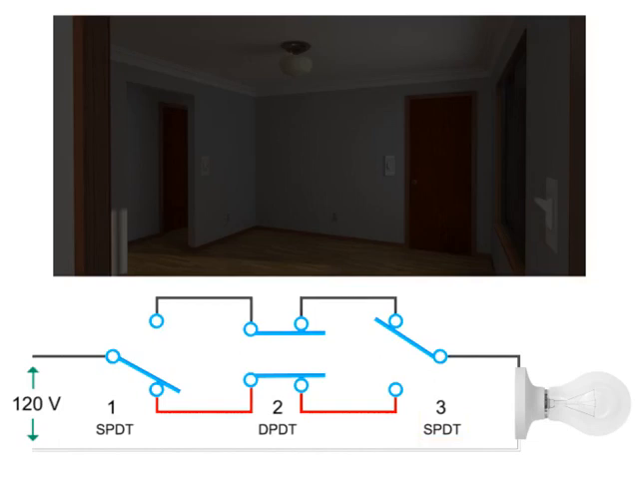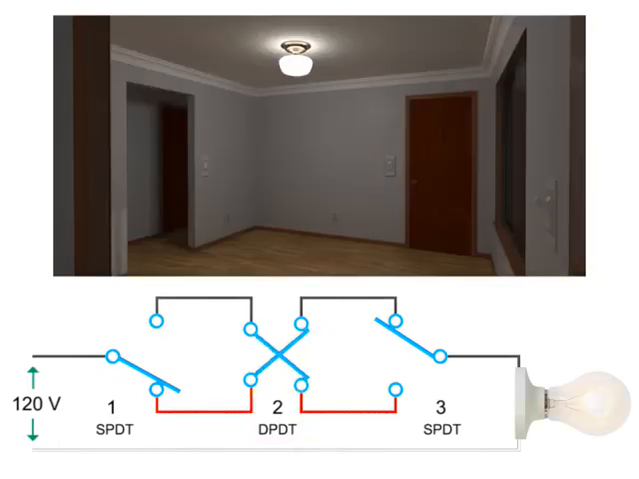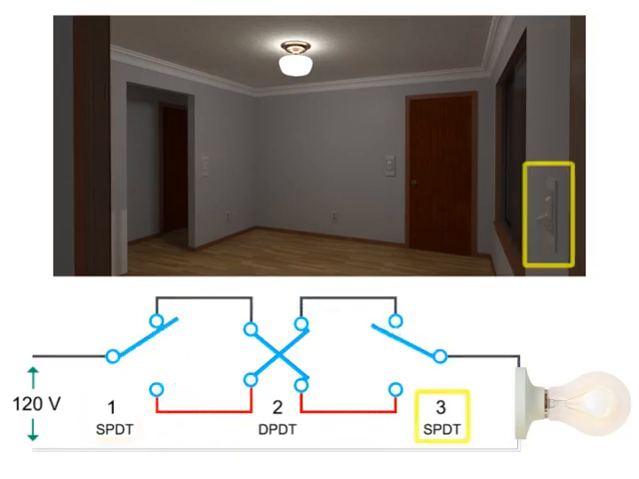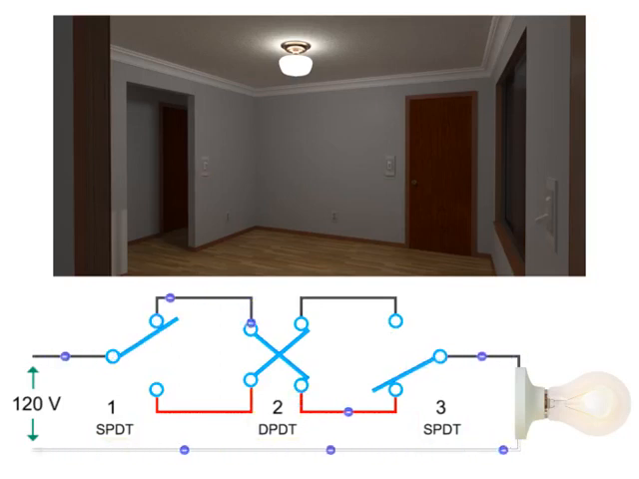If we keep switch 1 and 3 in the same positions and throw switch 2 into the crossover position, a complete connection is once again established and current flows through the red wire to the black wire to power the light bulb. If we change the position of both switch 1 and 3 while switch 2 remains in the crossover position, the current will still flow, this time from the black wire to the red wire to complete the circuit and light the bulb.